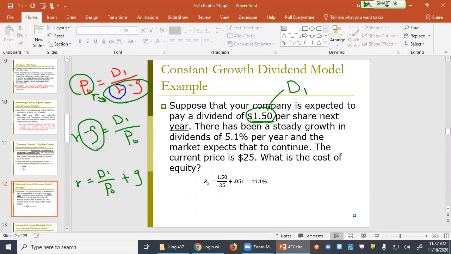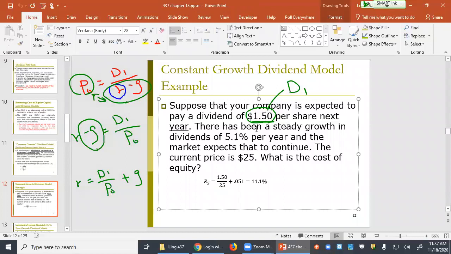The math portion should be pretty simple. It has been a steady growth. Steady growth indicates that we have constant growth here. But there's more than one place where it indicates that we need to use the constant growth equation. Here, it says dividends grow at 5.1% per year. That's the growth rate.